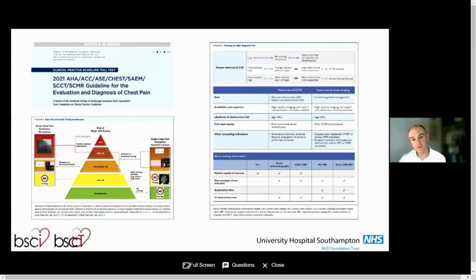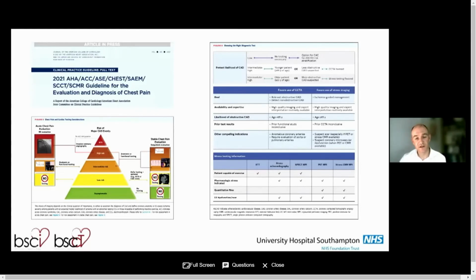They do go on to note that if patients are younger and have a lower likelihood of obstructive coronary artery disease, then CT should be favoured. However, if they're older and more likely to have obstructive coronary artery disease, they would favour stress testing.